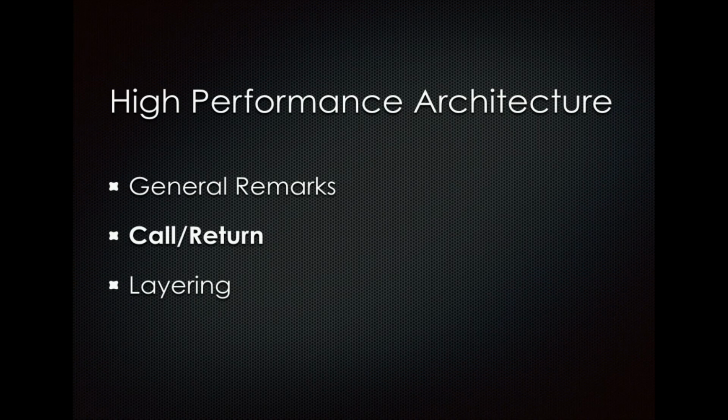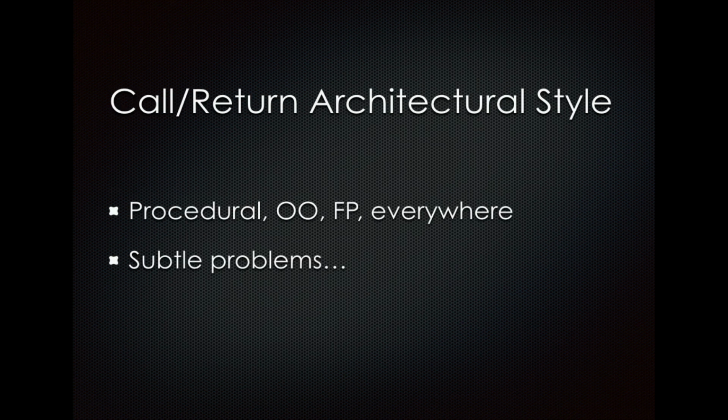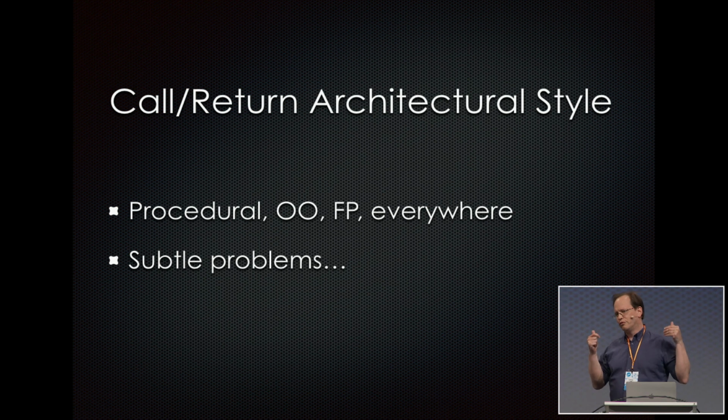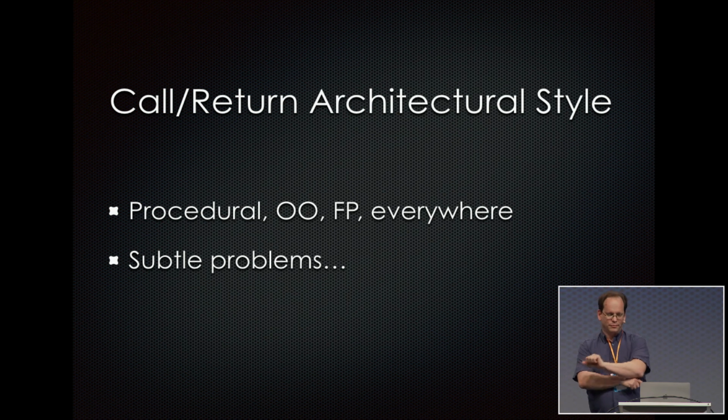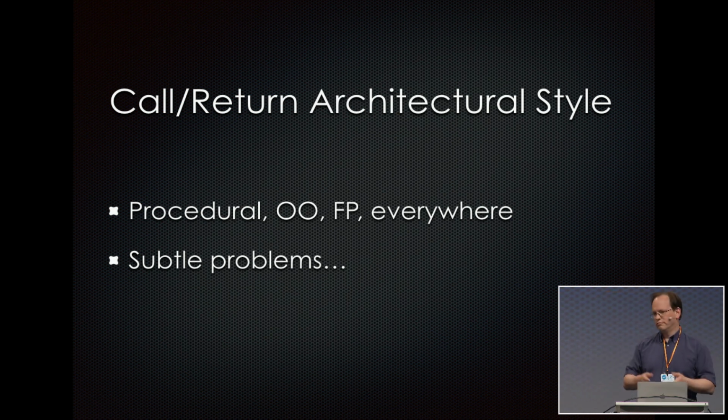So that was the general remarks, and now I'm going to talk a little about one example, which is what can happen if you just follow the call return architectural style. What is that? Well, it's really everywhere, right? If you're doing object-oriented programming, you call methods or send messages. If you're doing functional programming, you call functions, right? You call something and it returns a value, and then the function is done. And you can do procedural programming in Pascal, and it's the same thing.